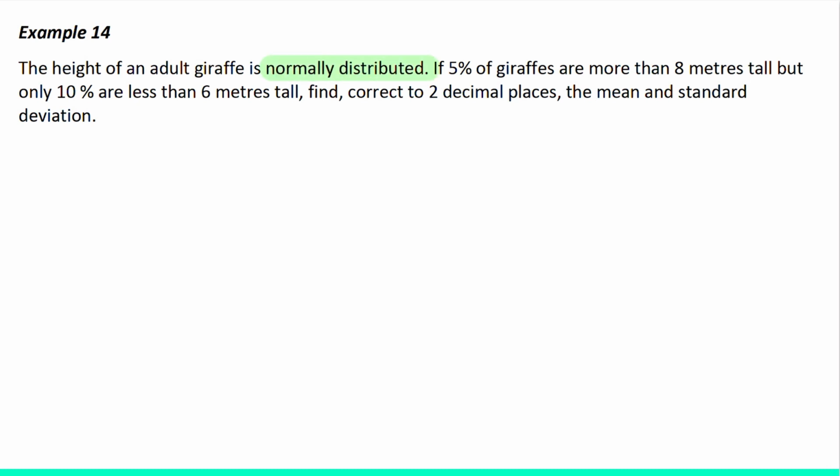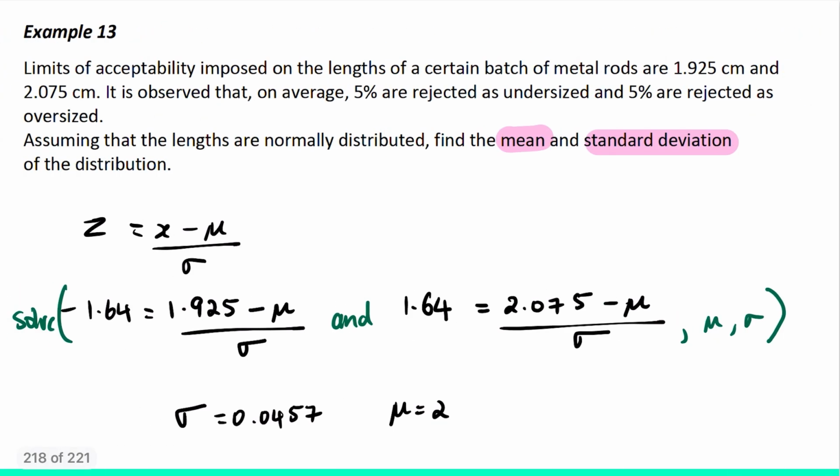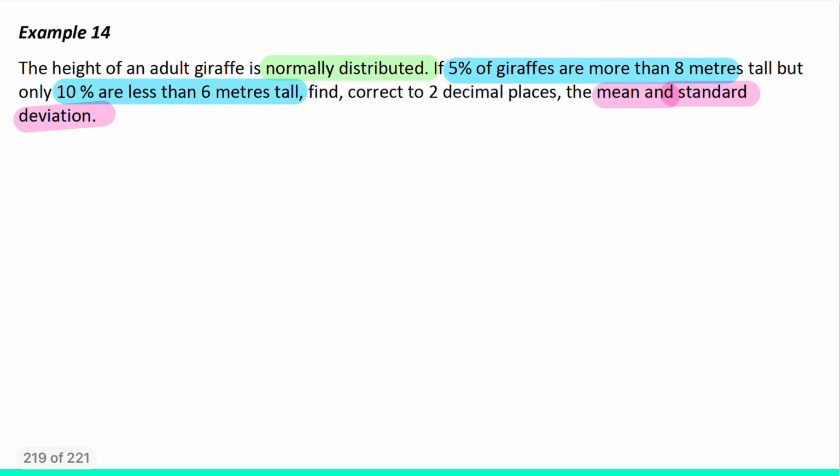The height of an adult giraffe is normally distributed. So again, we've got the normal distribution. If 5% of giraffes are more than 8 meters tall, but only 10% are less than 6 meters tall, find, correct to two decimal places, the mean and the standard deviation. I actually didn't check in the previous question if it told us how many decimals. No, it didn't. In this case, it's very specific to 2.